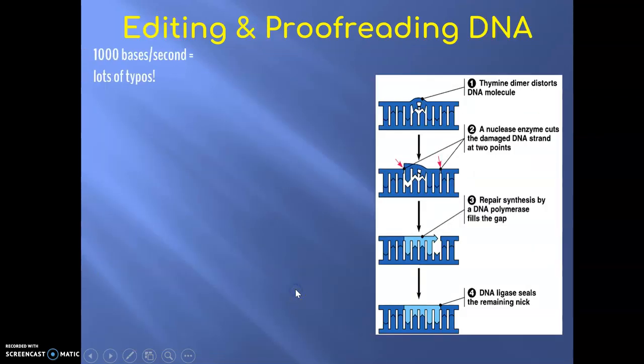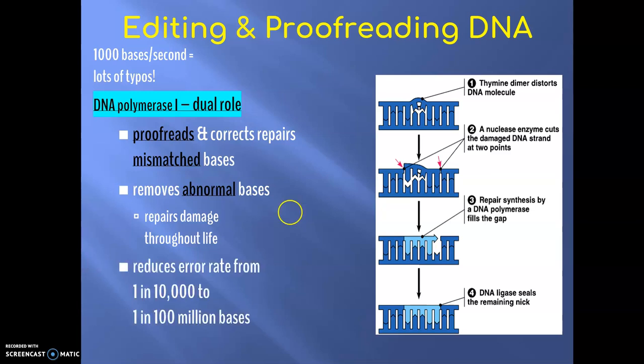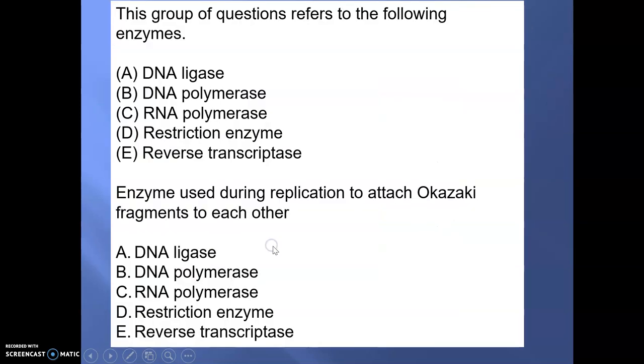So to edit and proofread DNA, 1,000 base pairs per second, that's a lot of typos. Okay, so we can have a lot of mistakes there. So that's where DNA polymerase I has a dual role, and it comes in and does that repair and proofreads. It can remove mutated or damaged bases, and it repairs the damage consistently throughout life. And that actually reduces the error rate from 1 in 10,000 to 1 in 100 million bases. So thank God for DNA polymerase I.